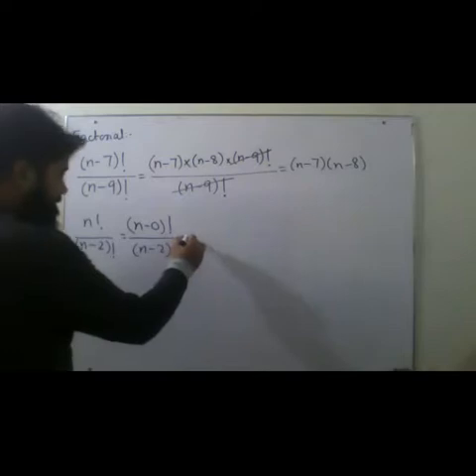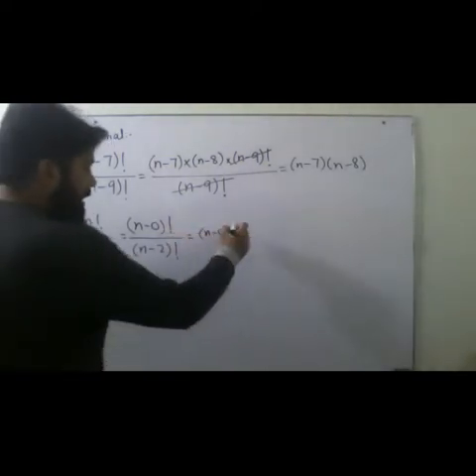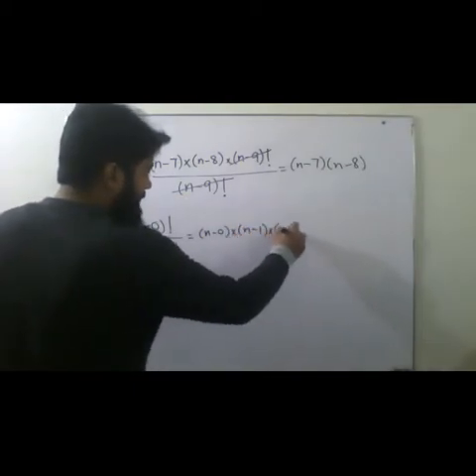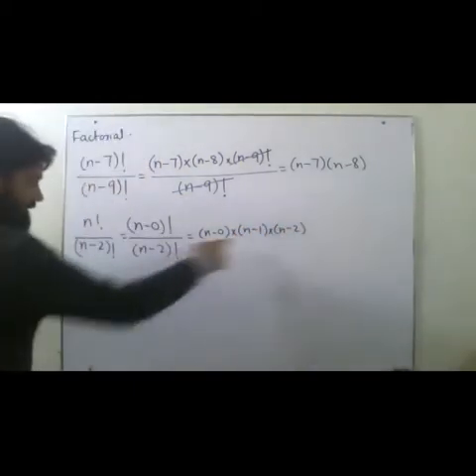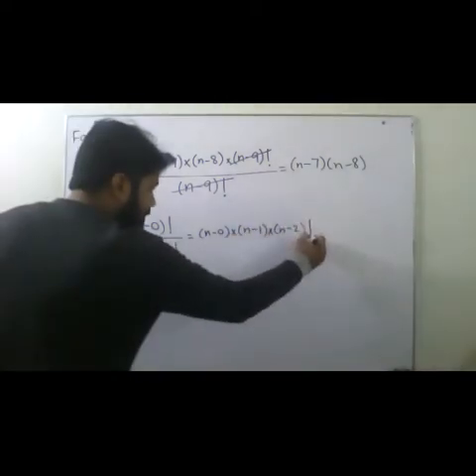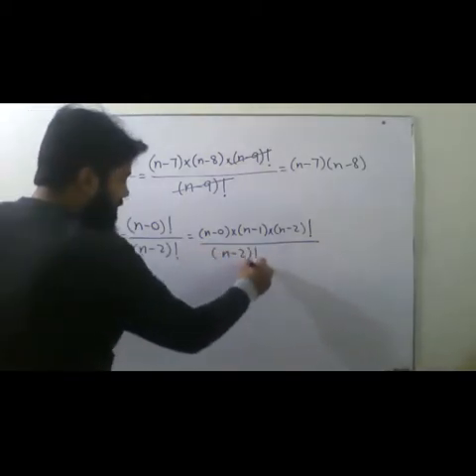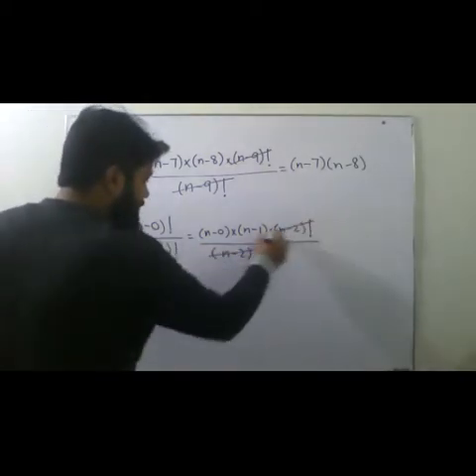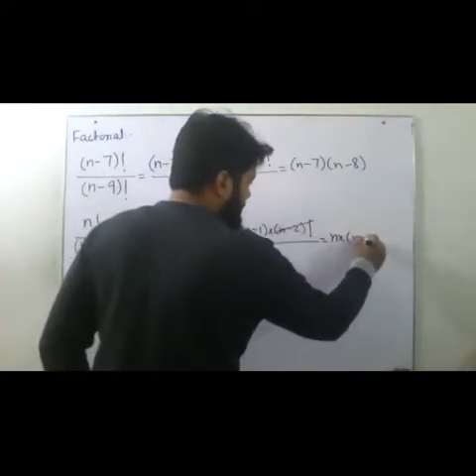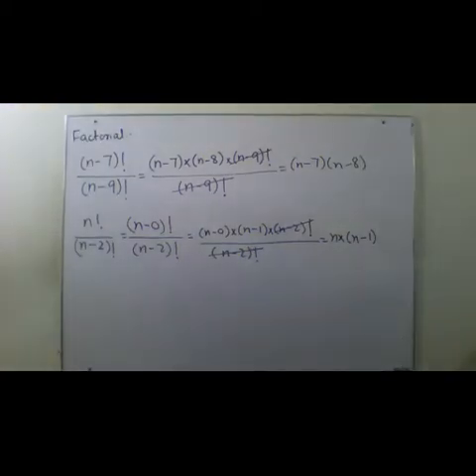So n minus 0 into n minus 1, n minus 2. As this one and this one are same, as soon as this one and this one is same, put a factorial over there, n minus 2 factorial. Okay, cancellation, n into n minus 1, the most simplified form.